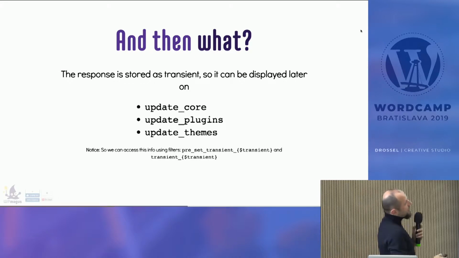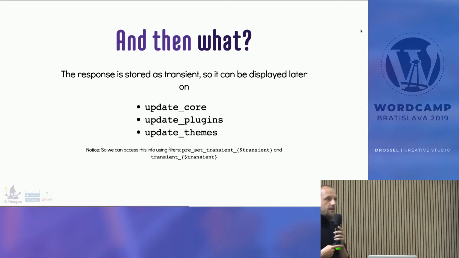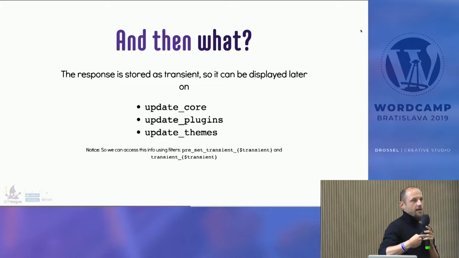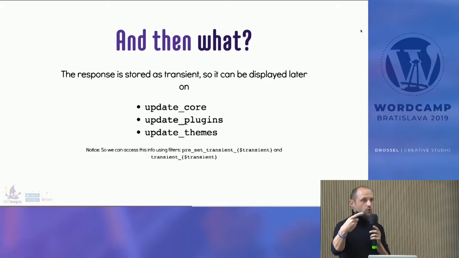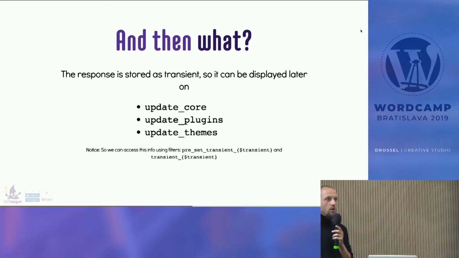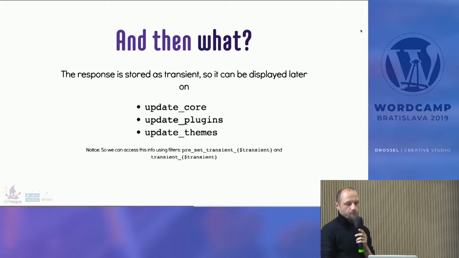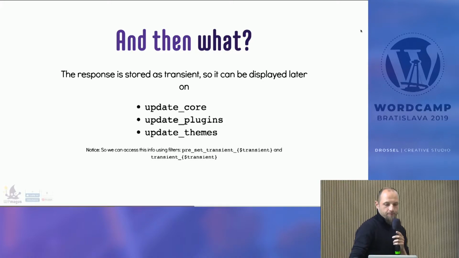And transient underscore transient name. This is the filter that is fired every time the transient is checked. So every time you check the value of the transient, this filter will be fired and return the value, right? So we can store the original value, but modify it every time we want to, right? Okay.